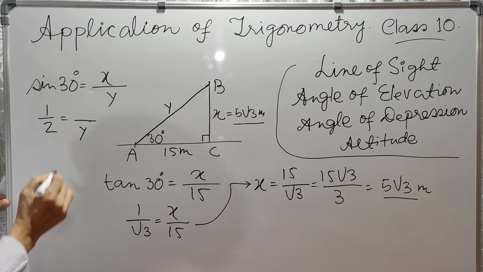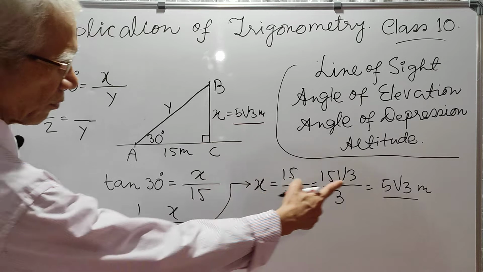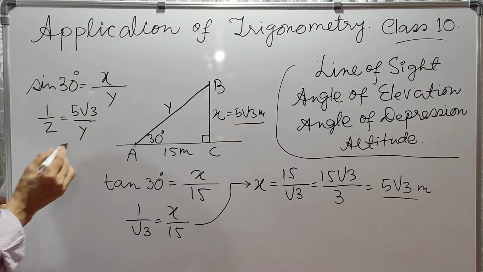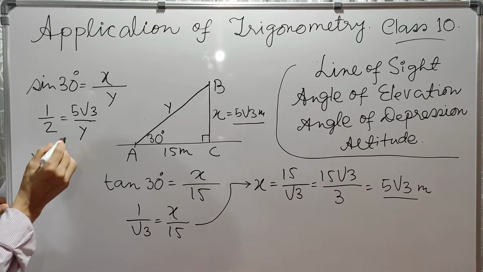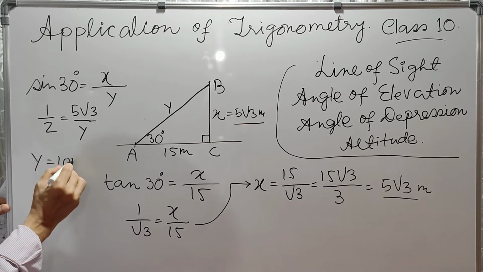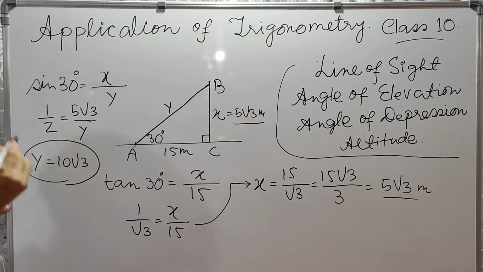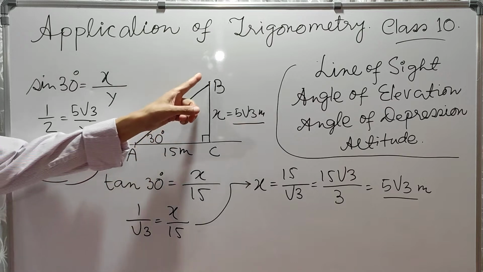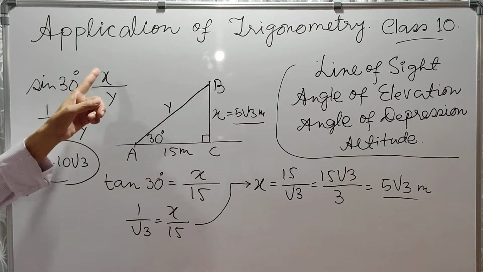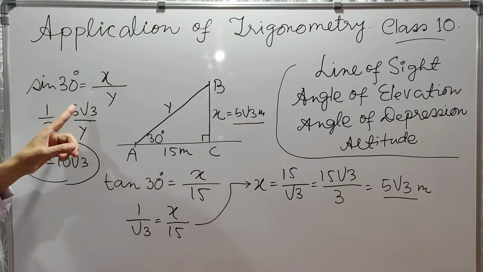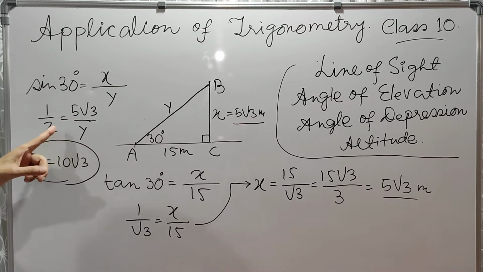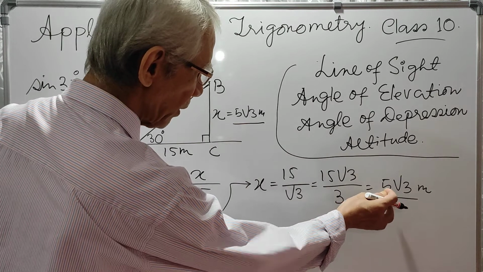Now what is X? Yes, put the value of X, 5 root 3. So 5 root 3 by Y. So therefore what is Y? From here what do you get? Cross multiply, 10 root 3. So we got the value of Y. So using sine theta, sine of 30 degree is BC by AB, so X by Y. Now X value we have found out, 5 root 3. Put it. Sine 30 is 1 by 2, half. So Y equal to 10 root 3. X is equal to 5 root 3.